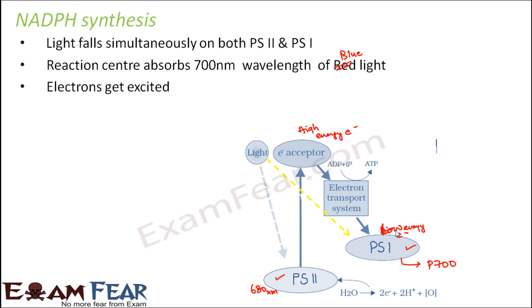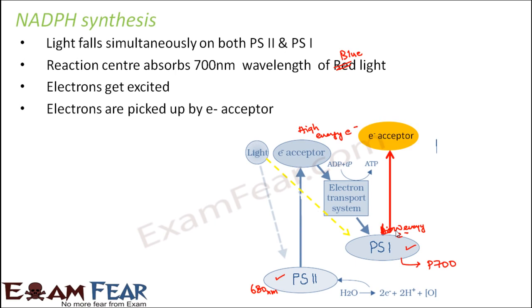And what happens when the electron gets excited? As usual, the electron will move to higher energy levels and then will be picked up by an electron acceptor, similar to the process in PS2. So here also the electrons get excited and are picked up by a primary electron acceptor. This primary electron acceptor is FeS, that is ferrous iron sulfide. Now what happens once the electron reaches FeS?